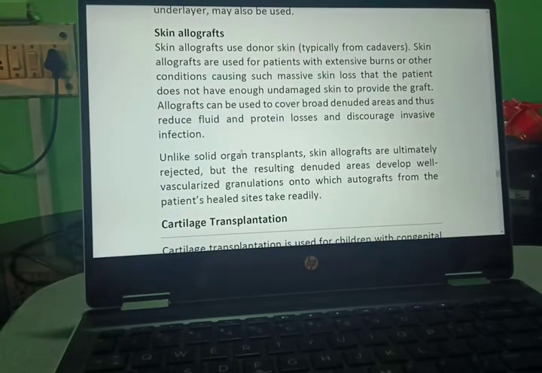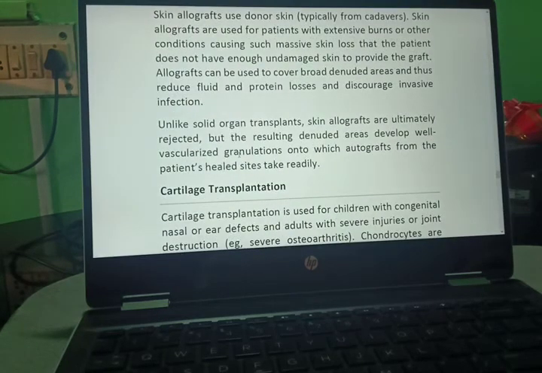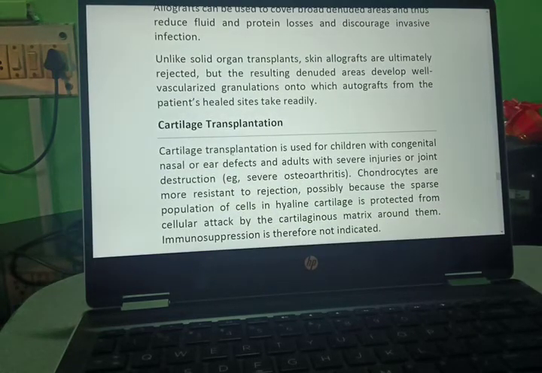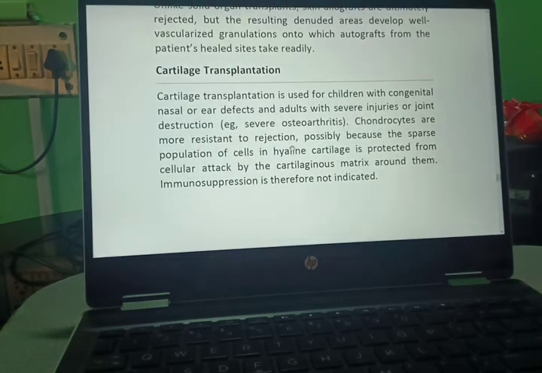Skin allograft. Skin allograft uses donor skin. Skin allografts are used for patients with extensive burns or other conditions causing such massive skin loss that the patient does not have enough undamaged skin to provide the graft. Allograft can be used to cover broad denuded areas and thus reduce fluid and protein losses and discourage invasive infection. Unlike solid transplant, skin allografts are ultimately rejected, but the resulting denuded areas develop well vascularized granulations onto which autografts from the patient's other site take readily.